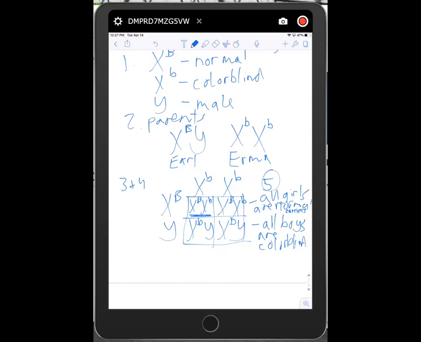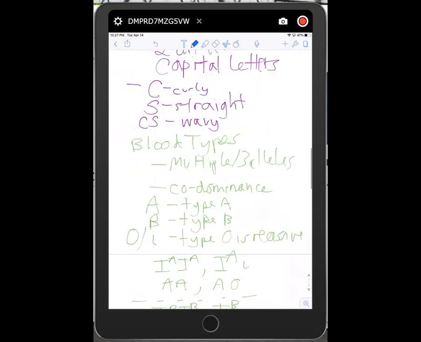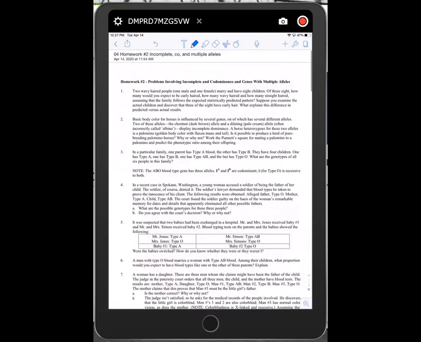Is number 2 the same as number 1 with straight, wavy, and curly hair? Yes, it would be similar rules for that. 2 different capital letters, and then the heterozygous would be that intermediate trait. Or palomino.